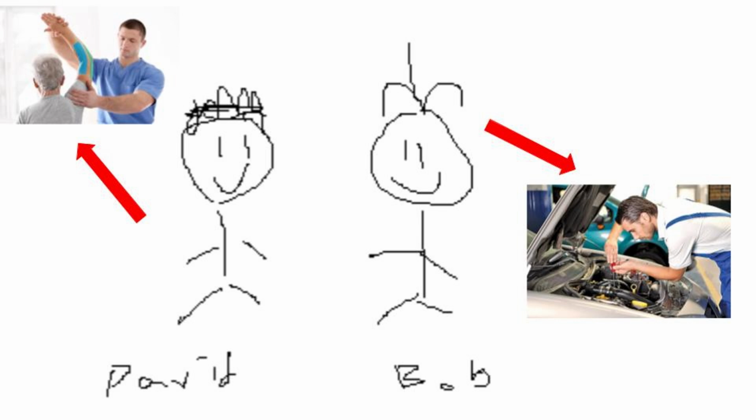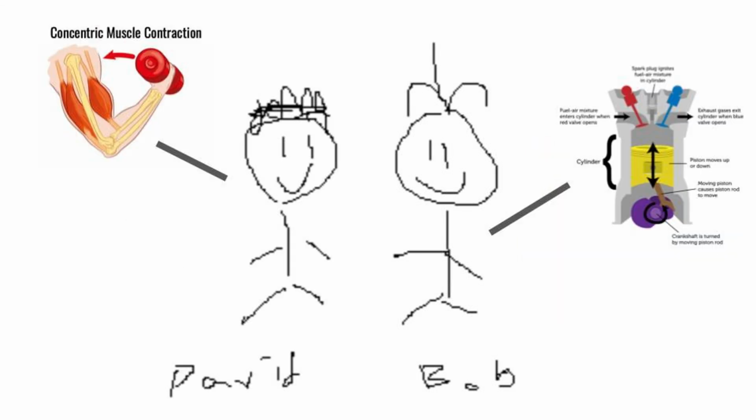Then it hit contraction. David introduces Bob to the sliding filament theory of muscle contraction, while David is taught about the contraction system of a car from Bob.